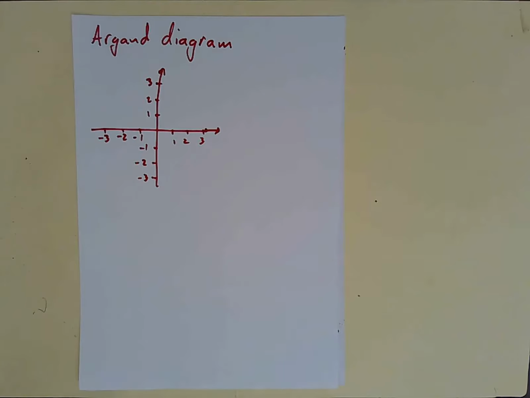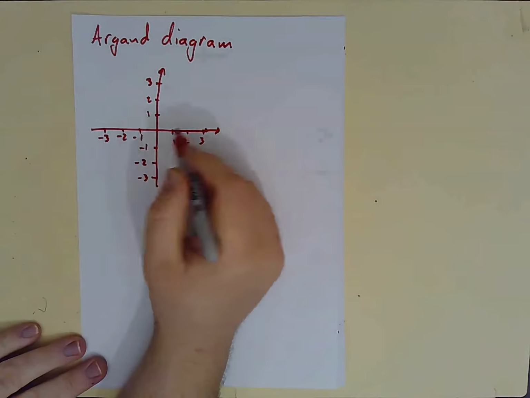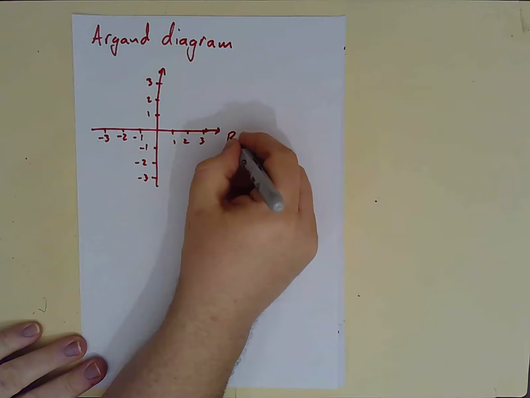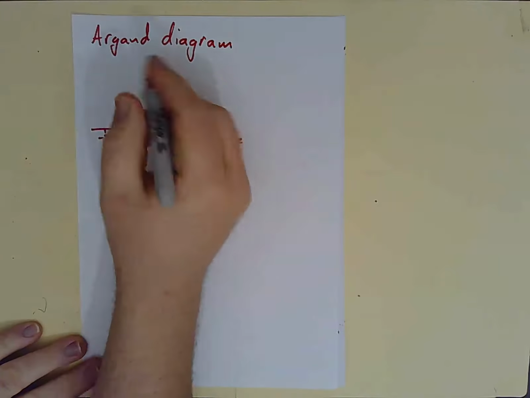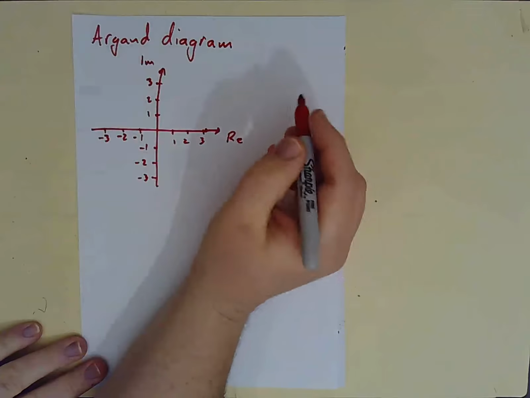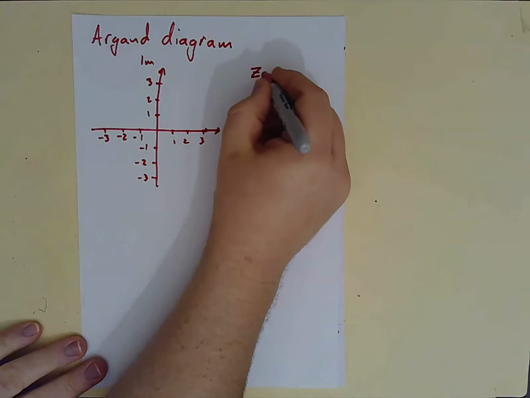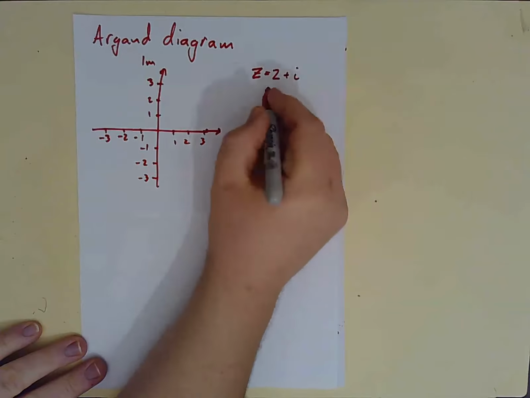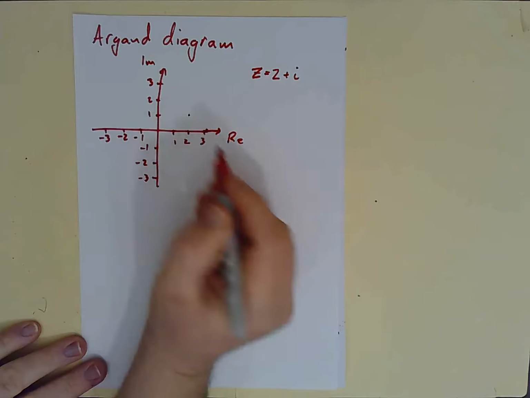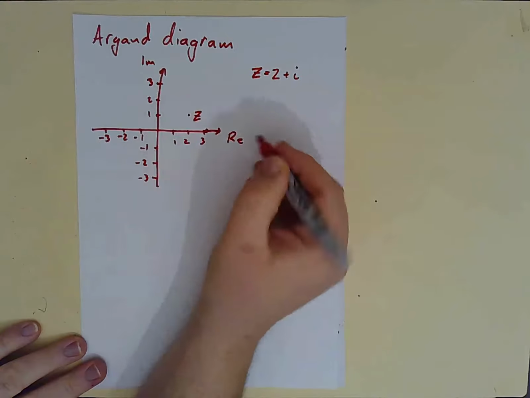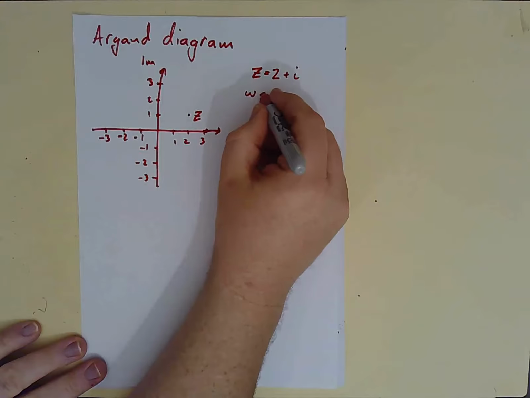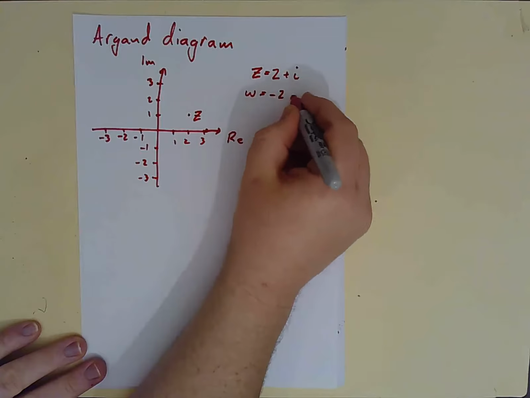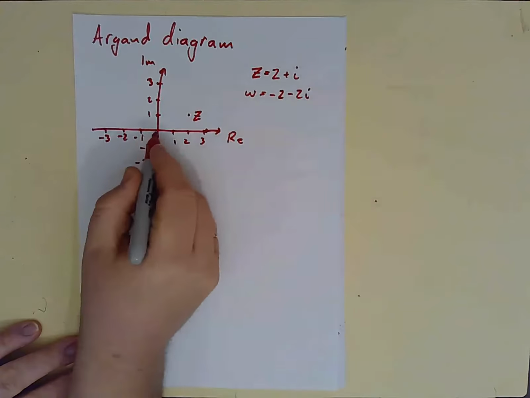So what an Argand diagram is, it looks very much like a Cartesian plane, but it's just going to represent one number, and we're going to represent it, the real part along the x-axis and the imaginary part along the y-axis. So if I have, let's say, a z that equals 2 plus i, well, that's 2 along the real, 1 up on the imaginary, so that's where my z is going to be. And maybe I've got a w, let's say that it's, I don't know, minus 2i.